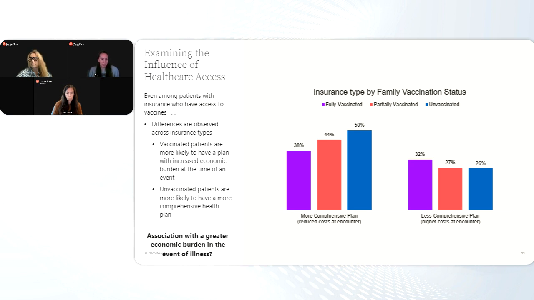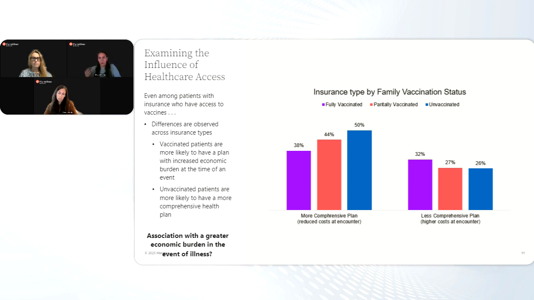We saw that those patients with the more comprehensive plans, so these would be the plans where each encounter has a reduced cost, so there's just maybe a copay or no fee for those services, were the least likely to be fully vaccinated versus those with less comprehensive plans. So maybe those high deductible plans where you are paying more for your services were more likely to be fully vaccinated. And one explanation for this could be that those people with high deductible plans or less comprehensive plans are more willing to become vaccinated to try to prevent those high healthcare cost outcomes.